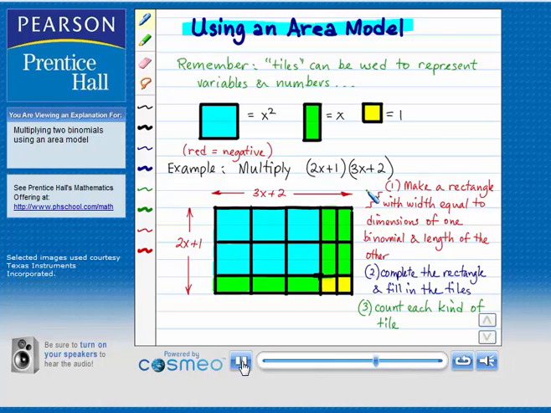Okay, now suppose we wanted to multiply two binomials, 2x plus 1 times 3x plus 2. Well, the steps that we want to follow right here. Number one, we're going to make a rectangle with the width having the dimensions of one of the binomials. So 2x plus 1. Notice that if this blue square represents 1x squared, then its dimensions are x by x, because x times x gives you the area of x squared.